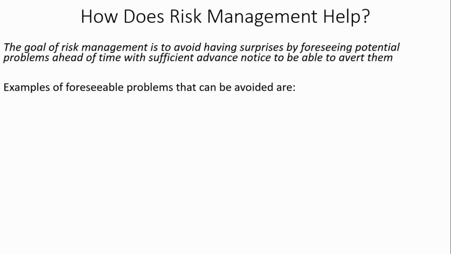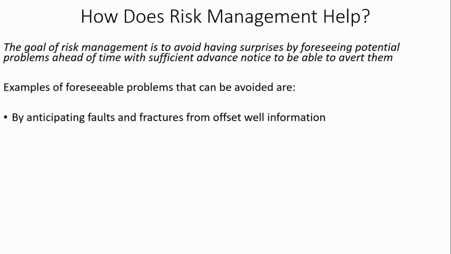So the goal of risk management then is to avoid having surprises by foreseeing potential problems ahead of time with sufficient advance notice to be able to avert them. Examples of foreseeable problems would be anticipating fractures and faults, and that information you might get from offset wells. The well down the road, they encountered fractures and lost circulation at such a depth. So it's a very good chance that we might do the same, and so we might pay particular attention at that depth. So we should be able to anticipate and avoid lost circulation.